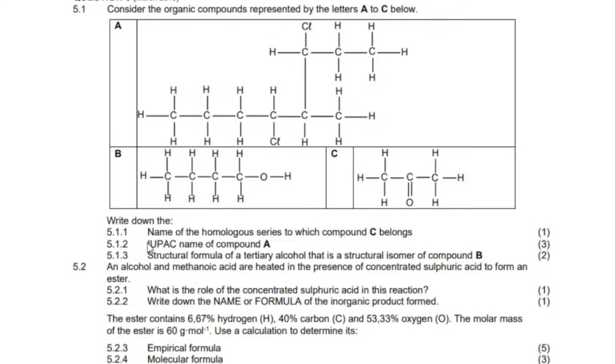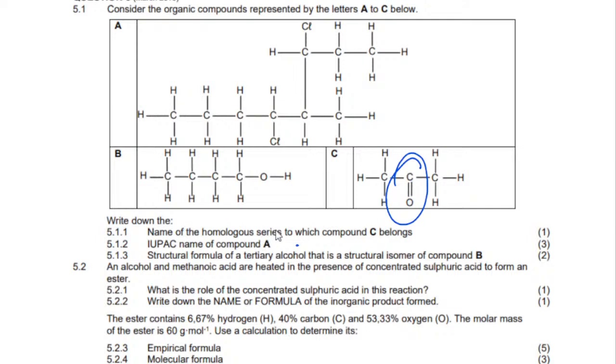They're saying, name the homologous series to which C belongs. Where is C? C is here. So it's the same example as the other one. To which homologous series does C belong? It belongs to the ketones. Check how it is. So it is a ketone. Yes. And then they're asking, what is the IUPAC name of A? You see, now it's the same question which they brought there. It's almost the same thing.